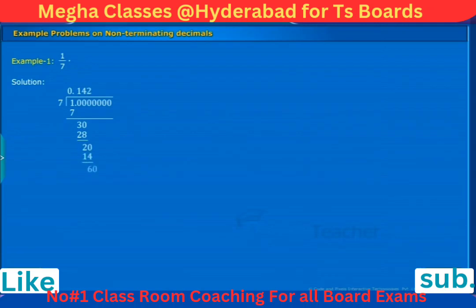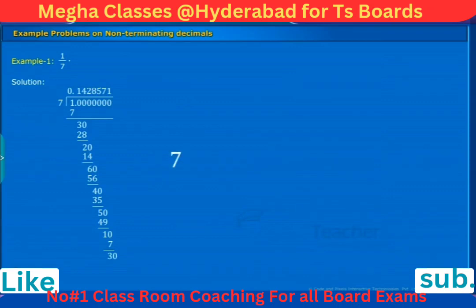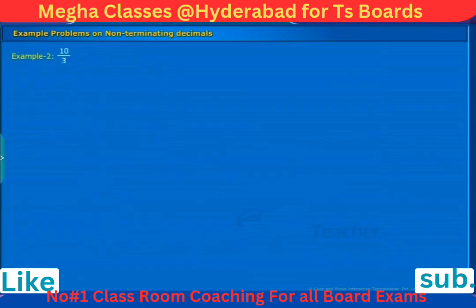By further solving, we can see that the decimal never ends and the remainders are not repeating. But as the quotient is repeating itself, it is denoted by a bar. Since the denominator is 7, which is not of the type 2 power n, 5 power m. Let us consider one more example.